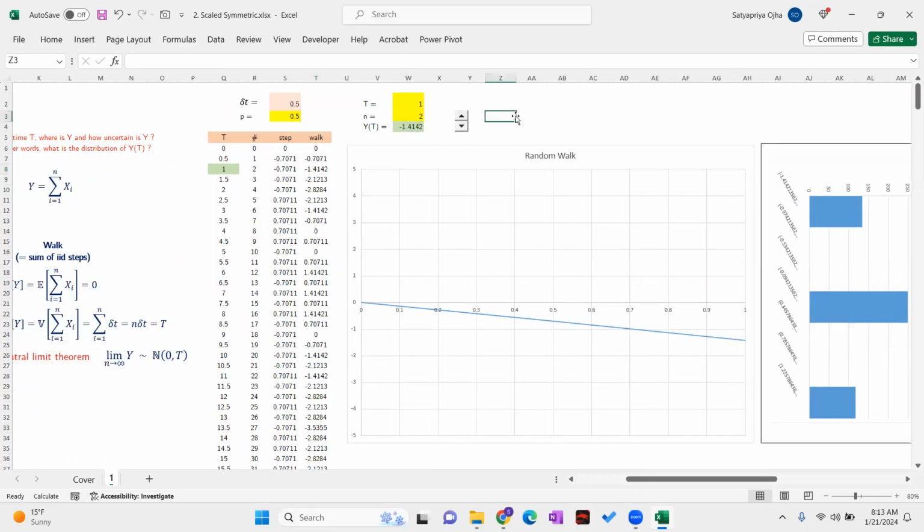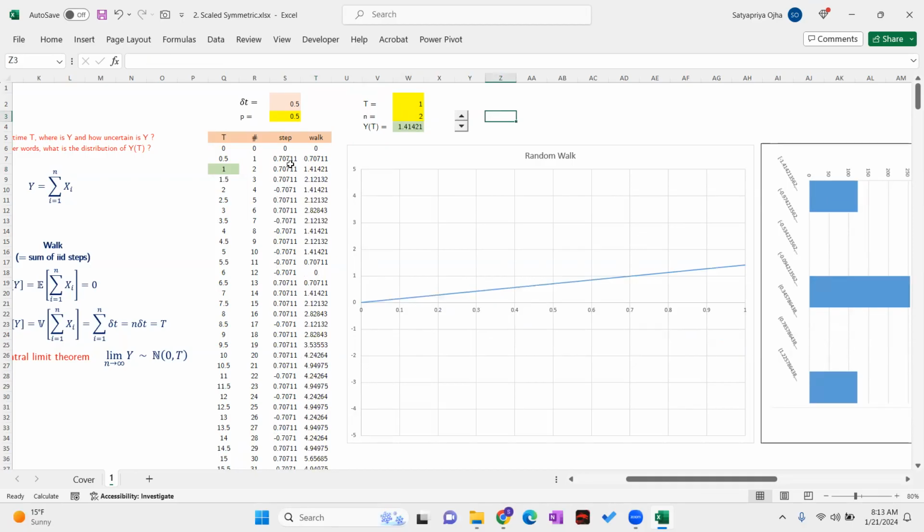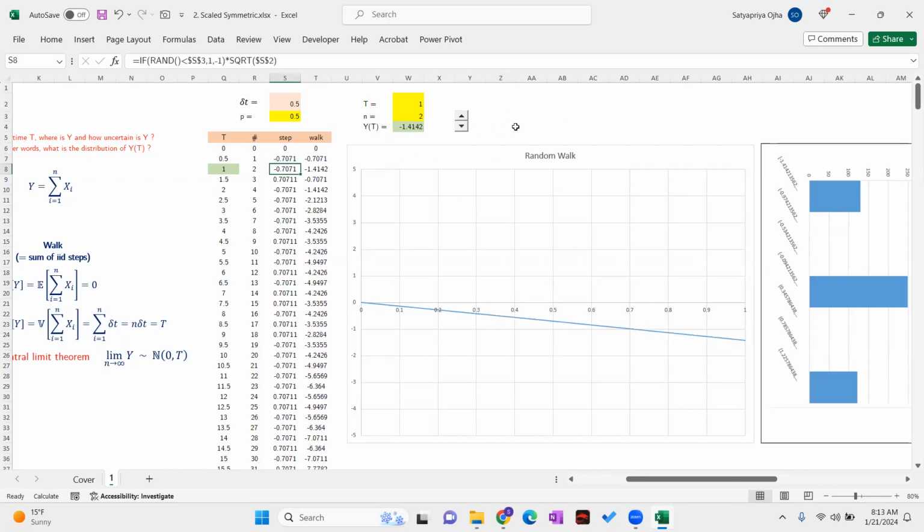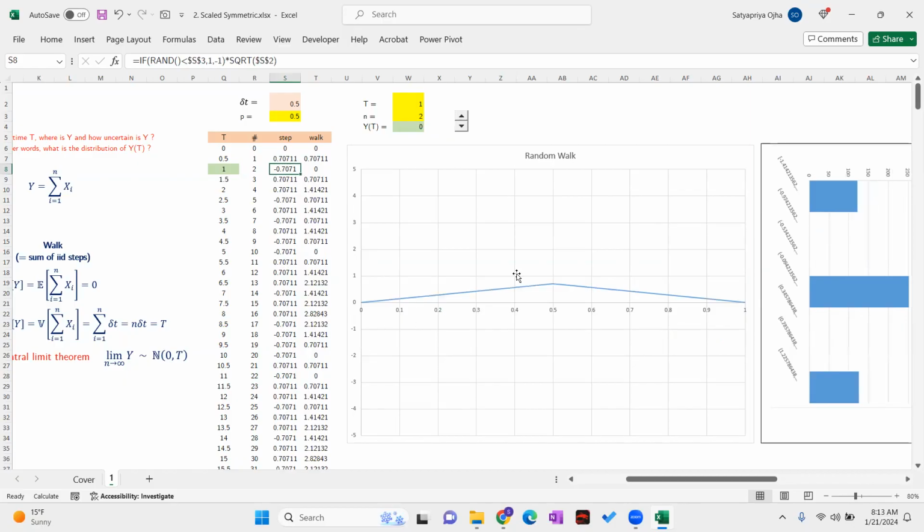Yeah. Now let me draw another path. Oh, it is again both positive. That's why you're seeing this line. I'm trying to see one positive, one negative. Still 2 negatives, 2 negatives. Okay, 1 positive, 1 negative. So this will take you to 0. All right. I hope you're tracking. Any questions on understanding the scaled symmetric random walk?